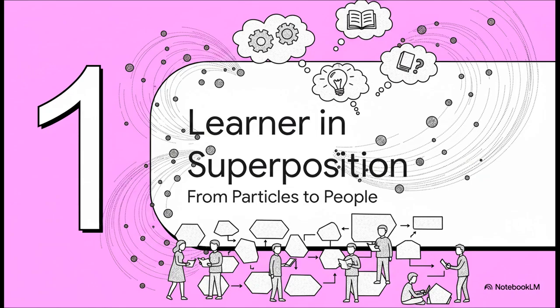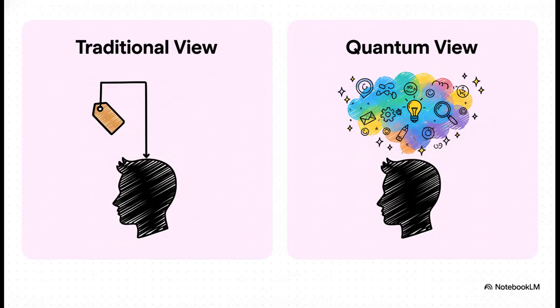Now, here's where it gets really interesting. What if we took that exact same idea and applied it not just to particles, but to people, and specifically to students? Think about it. The traditional view often slaps a fixed label on a student. You are good at math, or you are bad at science. But the quantum view sees a student in superposition, a field of infinite possibilities. They are brilliant and searching, creative and analytical, all at the same time. Every potential outcome exists within them at once.